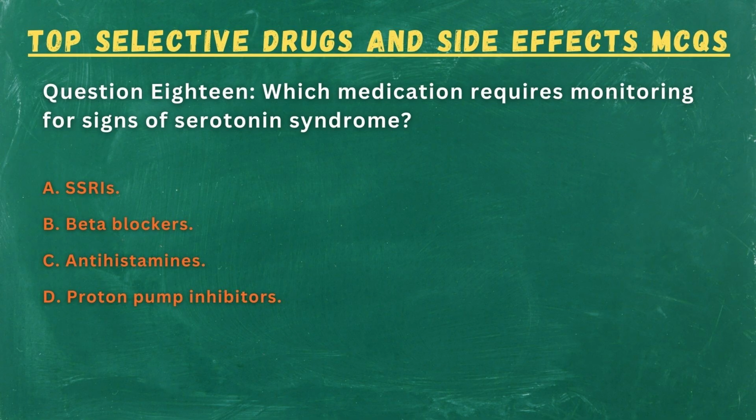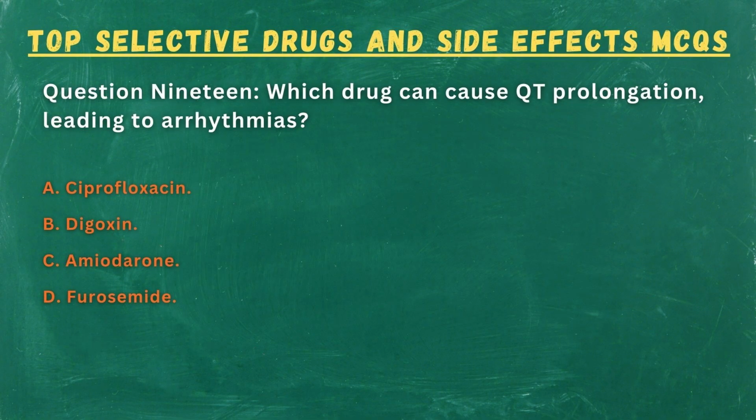Question 18. Which medication requires monitoring for signs of serotonin syndrome? A. SSRIs. B. Beta blockers. C. Antihistamines. D. Proton pump inhibitors. Answer: A. SSRIs.